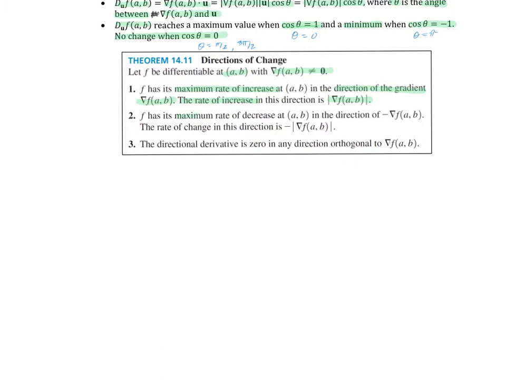So we have a maximum rate of decrease when you take the opposite of the gradient vector, or it's negative. And then the rate of change would be the negative magnitude of the gradient vector. Now in property 3, the directional derivative is 0 in any direction that's orthogonal to the gradient vector.